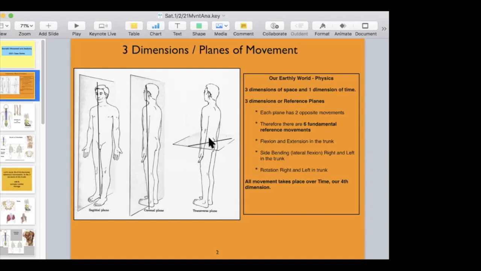All the planes of movement intersect with our spine and with our central axis. I'm going to come out of screen share. Okay, so that's where movement comes right out of physics. We are going to take the six fundamental movements today, and we are going to do them in our trunk, because we're going to do different parts of the body in different classes, and today we'll focus on the trunk.